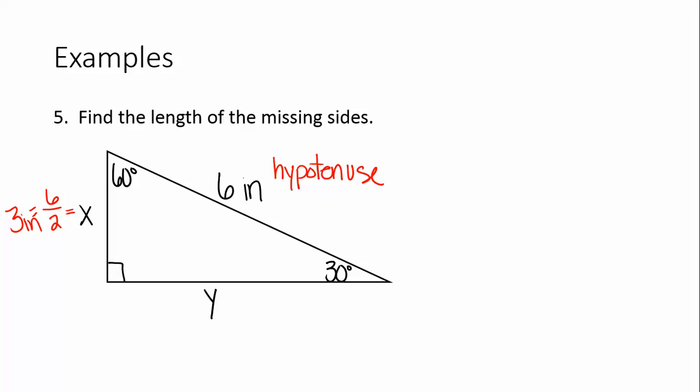Then we need to take that 3 inches to help us find the longer side, because we multiply it by the square root of 3, and that gives us 3 square root 3 inches. So we can find the length of the missing sides given the short side. We can also find the length of the missing sides given the long side, the hypotenuse.